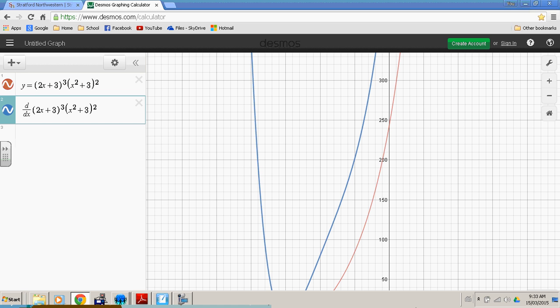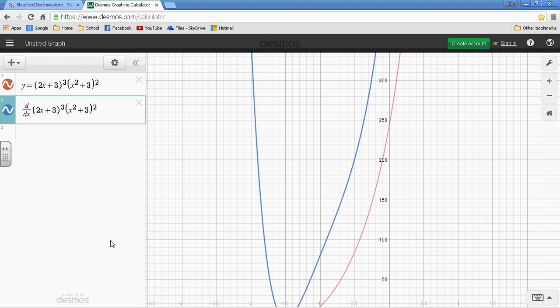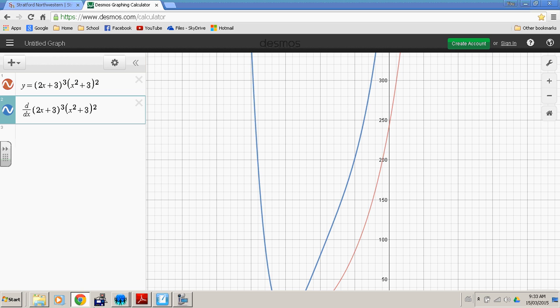Can we use Desmos on the test? Absolutely not. You have to be able to do this using algebra, but certainly it'll help you have confidence in your algebra work. All right, where are we?